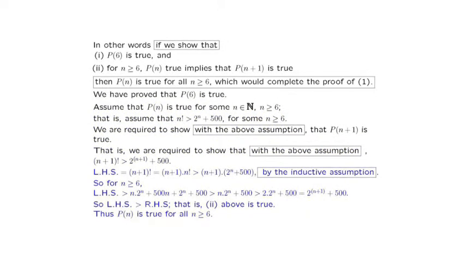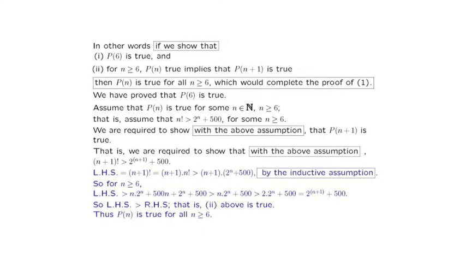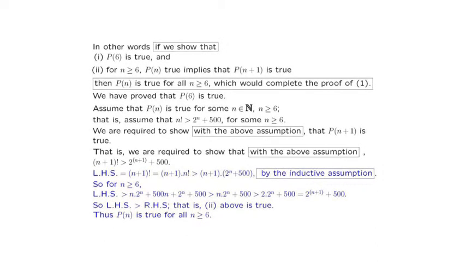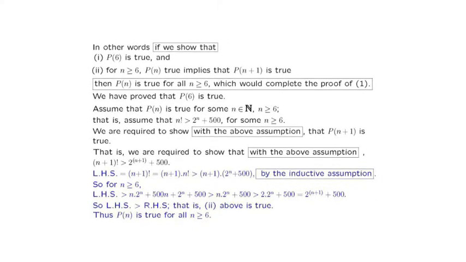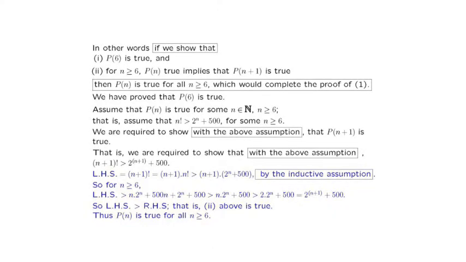The left-hand side of this proposition is (n+1) factorial, which equals (n+1) times n factorial, which is greater than (n+1) times 2^n plus 500, by the inductive assumption that n factorial is bigger than 2^n plus 500.